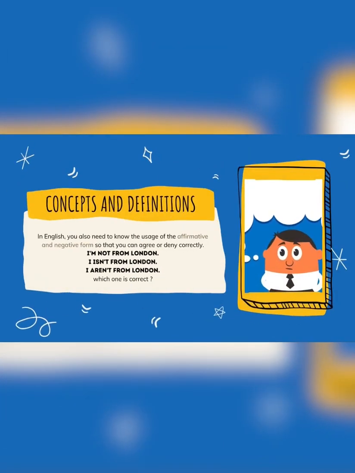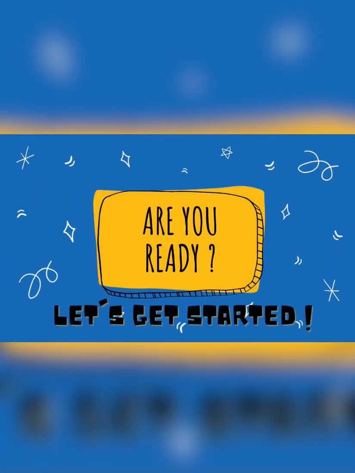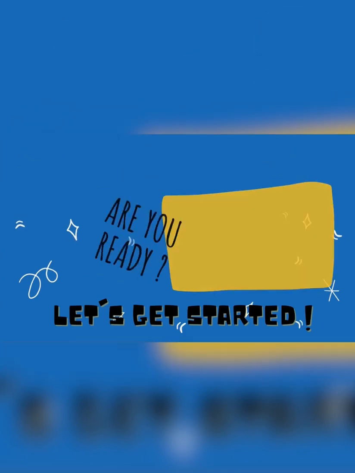The last one, we are going to look through the affirmative and negative form so that later on you will know how to agree and deny incorrect sentences. Look at the examples. I'm not from London. I isn't from London. I aren't from London. Which one is correct? There could only be one answer for each of the questions. So now, let's learn and find out.